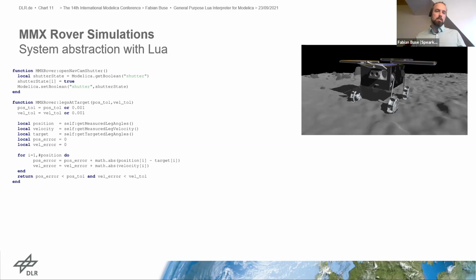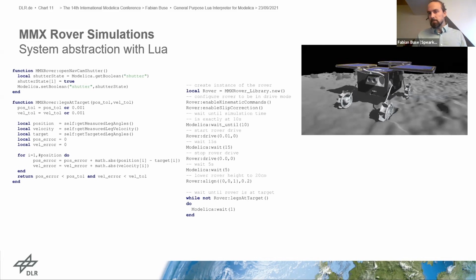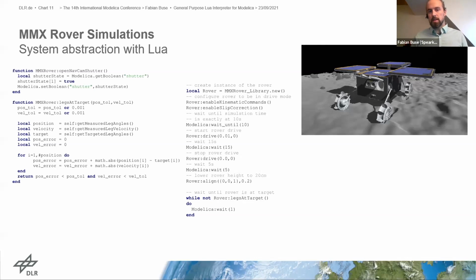This function then took care of all the details and the states that were required in Modelica to make this work. Also, we could provide functions like legs at target, which checked if the legs are already at the given target. That was extremely simple to do in Lua. With that, you could already write pretty simple programs that let the rover drive a couple of centimeters, then lower its height down to a given target, and then wait for the robot to reach that target.